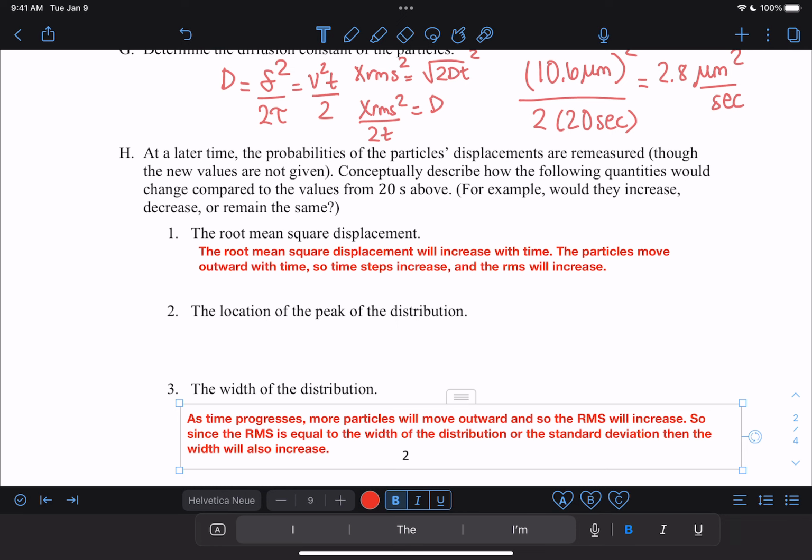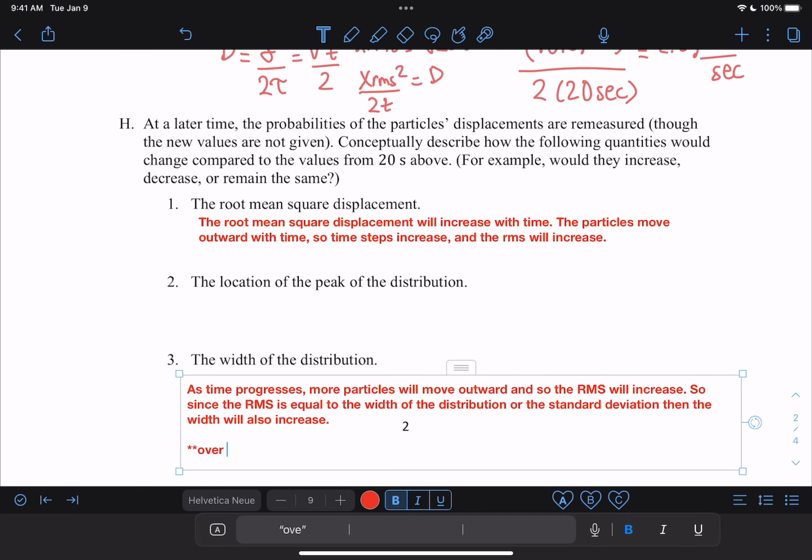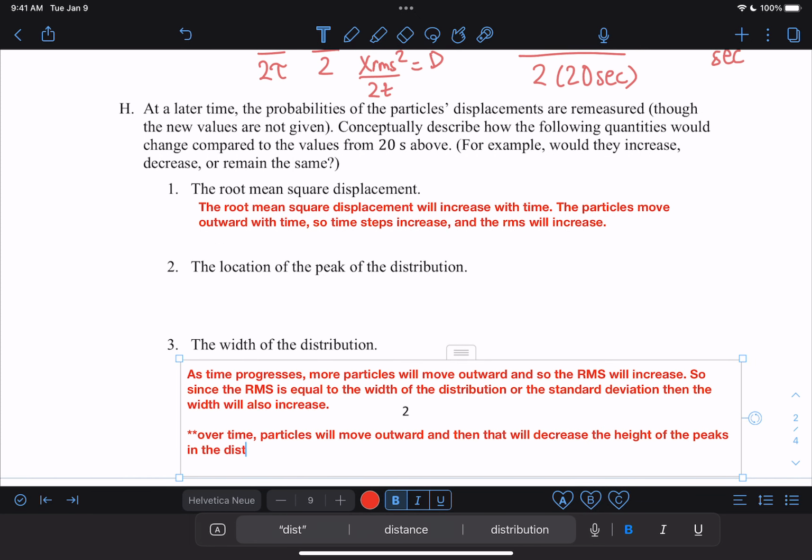in a sense, this is something straight from the lecture slides, I'm pretty sure. Over time, I'll just add this as a notation here: over time, particles will move outward, and that will decrease the height of the peaks in the distribution, and the width will increase. That's at least from a graphical analysis sense. Oh, go ahead, sorry. It's frozen?